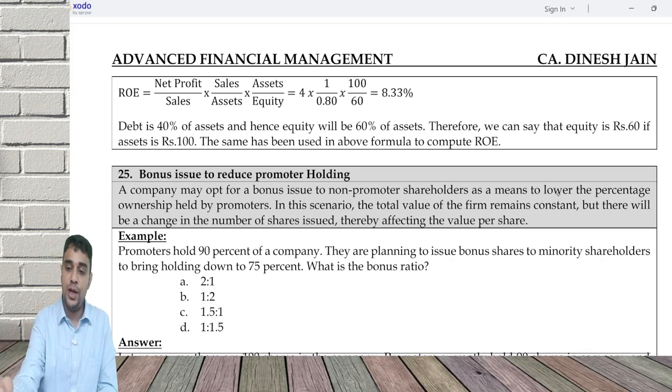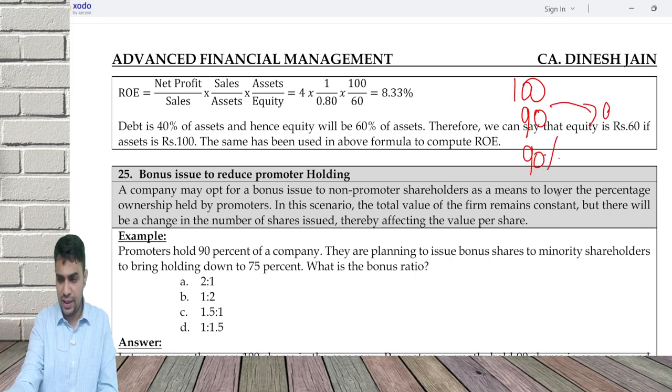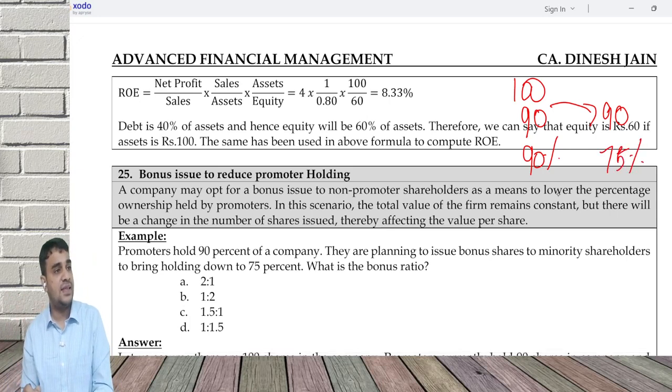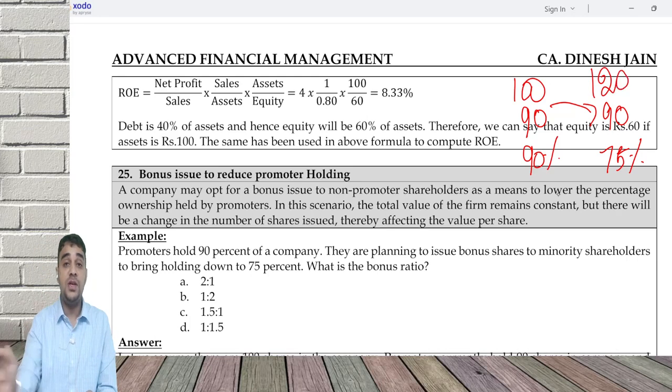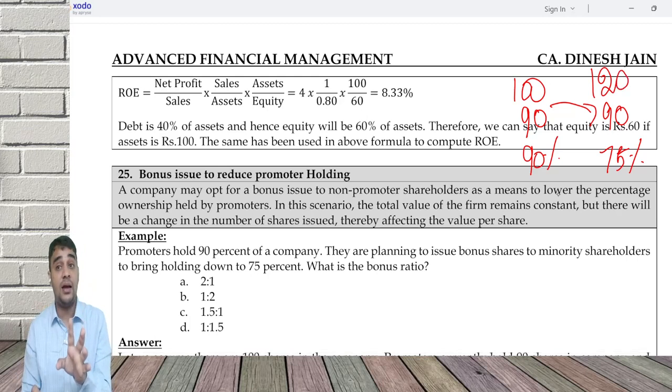75%. Let's assume today you have 100 shares. In that, promoter holds 90%. Now suddenly they are saying this 90 will continue, but promoter should hold only 75%. If 75% is equal to 90, what is 100%? 120, which means extra 20 lakh for 10 lakh minority shareholder. Extra 20 for 10. What is 10? 100 minus 90. Today, 10 shares are held by minority. I'm calling them, telling them I'll give you free shares.